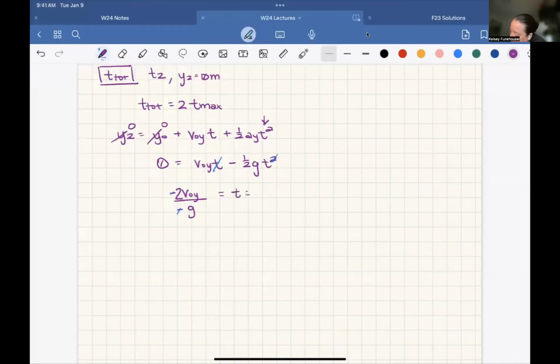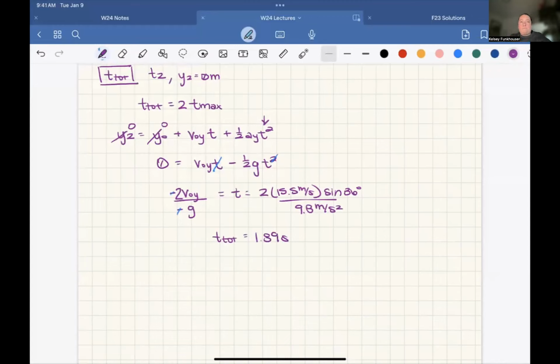So the time is 2 times 15.5 meters per second times sine of 36 degrees divided by 9.8 meters per second squared. And this gives us a total time of 1.86 seconds, or 1.9 seconds.